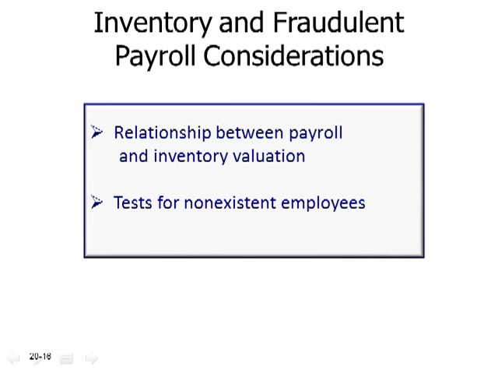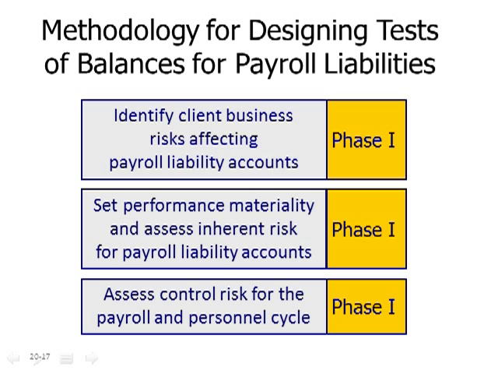So when labor is a material part of the inventory valuation, auditors should emphasize testing internal controls over proper classification of payroll transactions. It's essential that there be consistency from period to period with regard to this classification. Significant business risks affecting payroll are unlikely for most companies. However, risks may exist for complex compensation arrangements, including bonus and stock option plans and other deferred compensation arrangements. Inherent risk is typically low for all balance-related audit objectives.